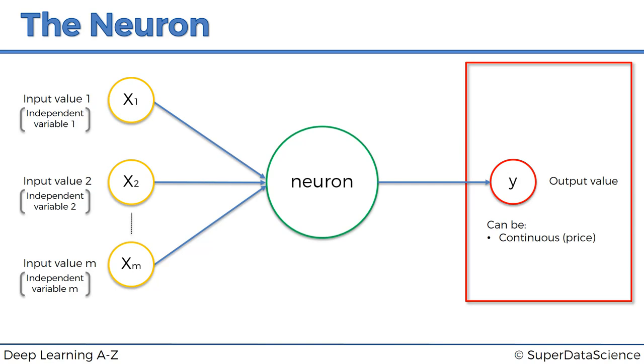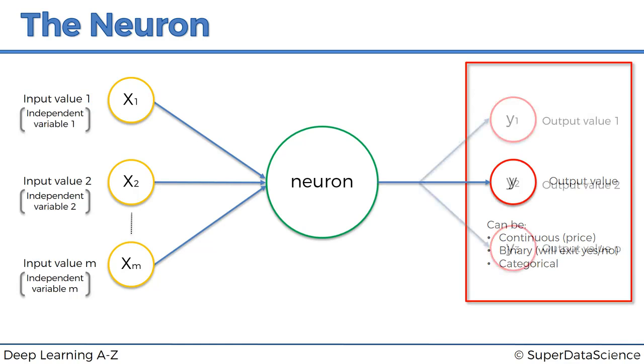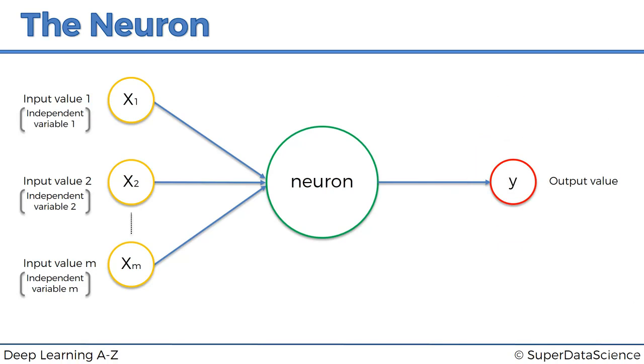Output value can be continuous, like for instance, price. It can be binary, for instance, a person will exit or will stay, or it can be a categorical variable. And if it's a categorical variable, the important thing to remember here is that in that case, your output value won't be just one, it'll be several output values, because these will be your dummy variables, which will be representing your categories. And that's just how it works. That's how you're going to be getting your categories out of the artificial neural network. But let's go back to a simple case of one output value.